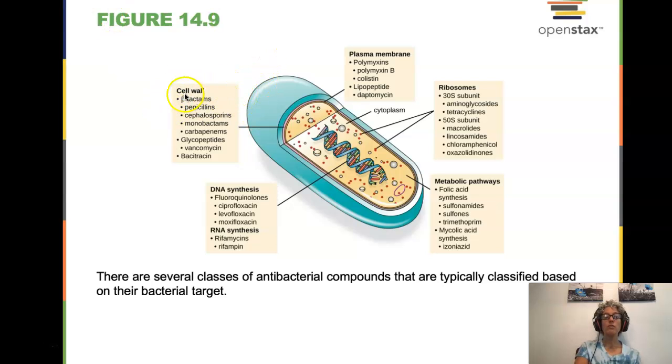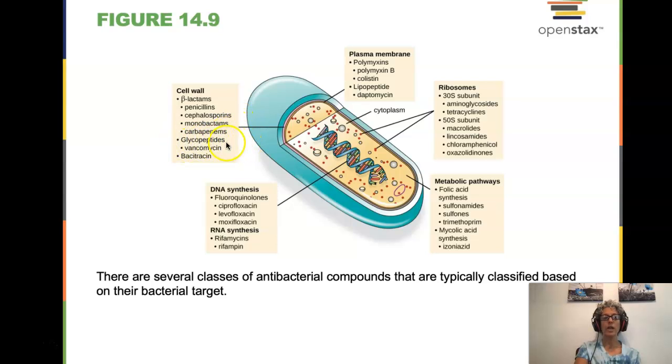So we have a category of drugs called beta-lactams. We're going to see their structure in a bit. They have a ring called a beta-lactam ring. So penicillins are beta-lactams, so are cephalosporins, monobactams, and carbapenems.